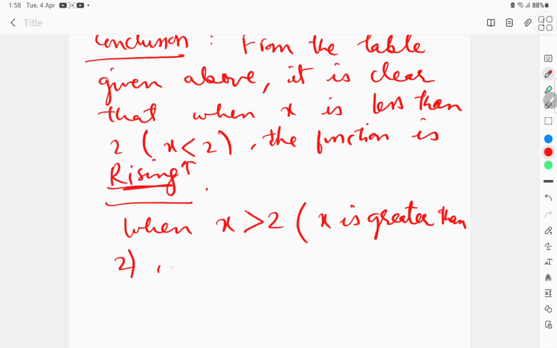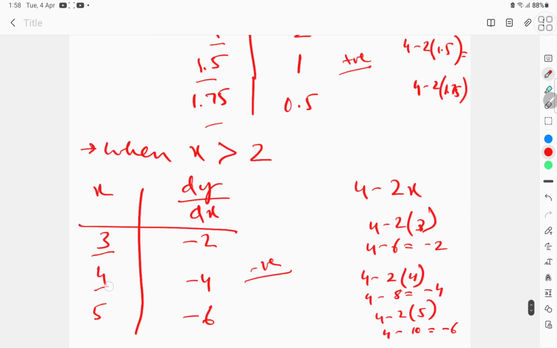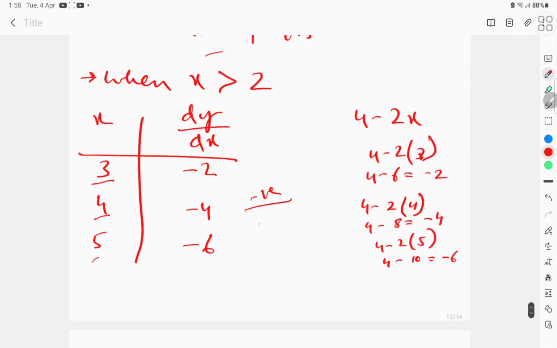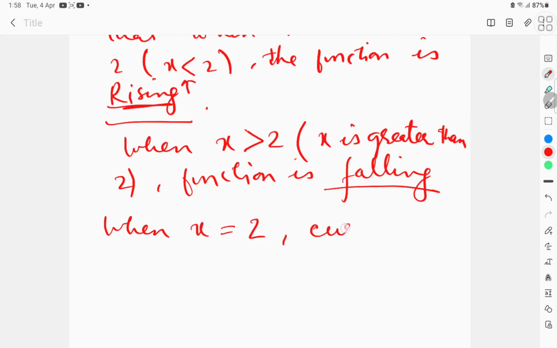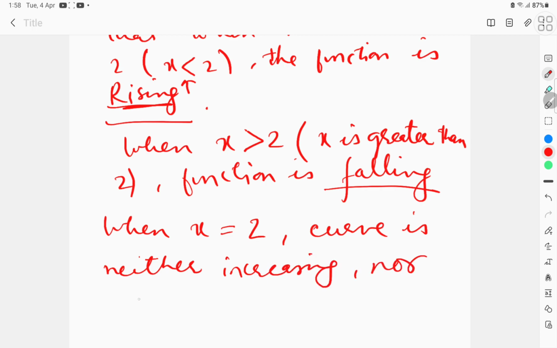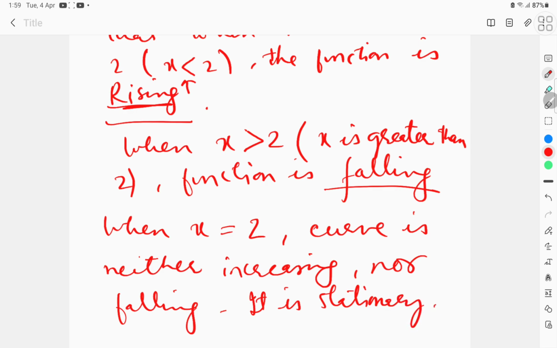When x is greater than 2, the function is negative, it means it is falling. The function is falling. Now when x is equal to 2, the curve is neither increasing nor falling. It is stationary, or there is a relative value.